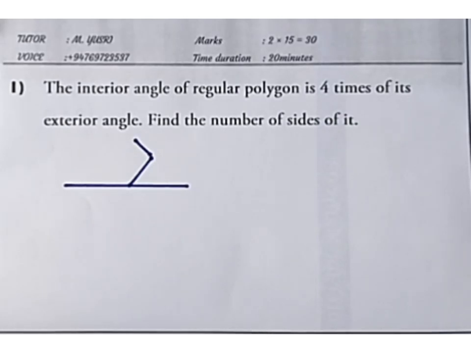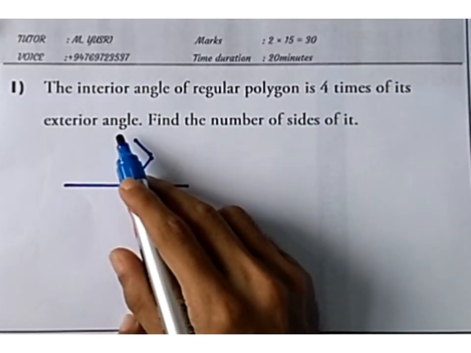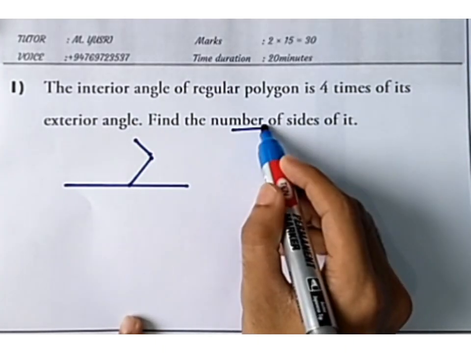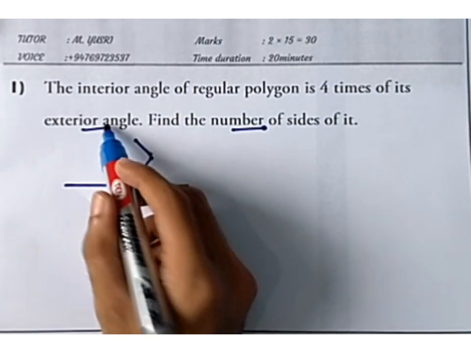Hi guys, so this is the sixth paper and the first question: the interior angle of a regular polygon is 4 times its exterior angle. Find the number of sides. So how do we find the number of sides? For that, first of all, we have to find the magnitude of the exterior angle, then it's easy for us.